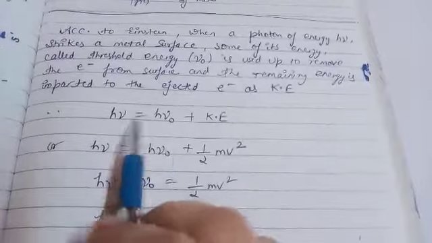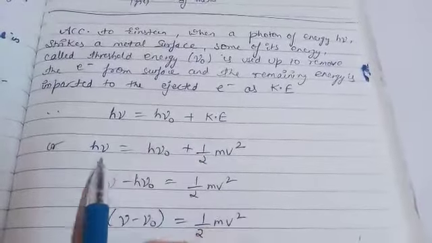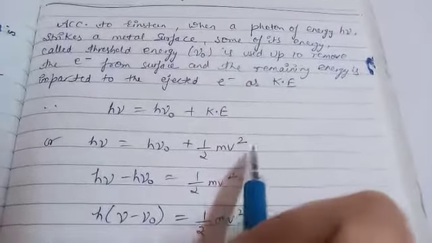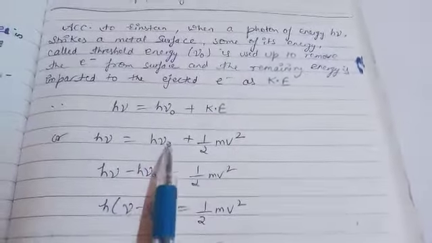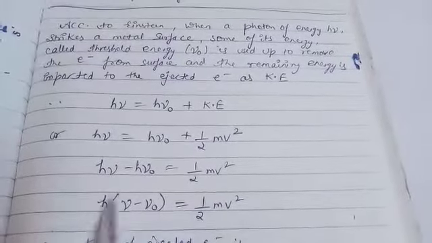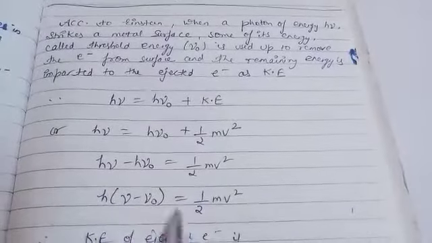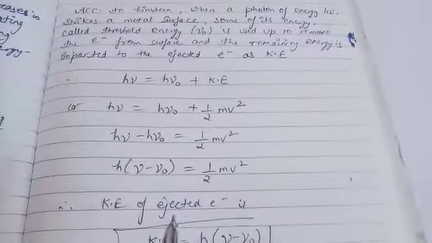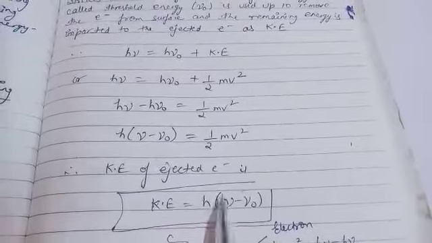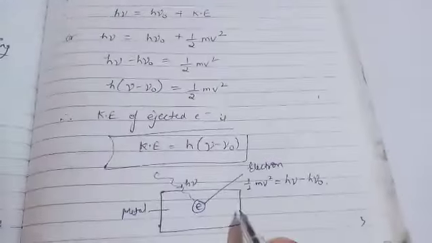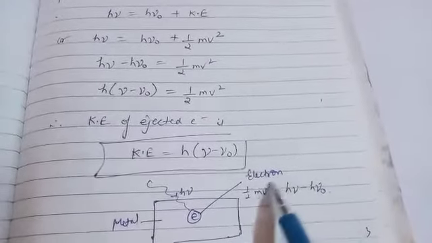Okay, now you can solve this also. Instead of kinetic energy you can put half mv square, because kinetic energy is equal to half mv square. Now this h nu naught goes this side, it's a minus. Okay, now h is common, so this one is h bracket nu minus nu naught is equal to half mv square. So therefore kinetic energy of ejected electron is, KE is equal to h bracket में it's nu minus nu naught. So this one is the kinetic energy of the ejected electron.